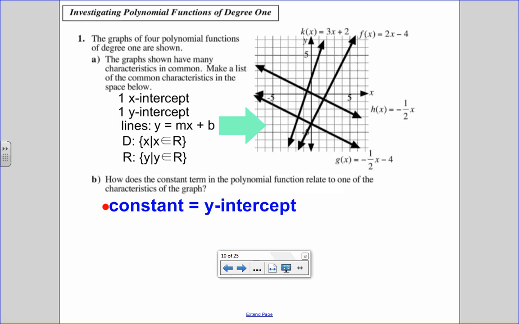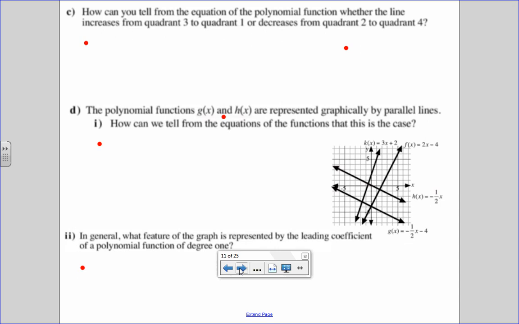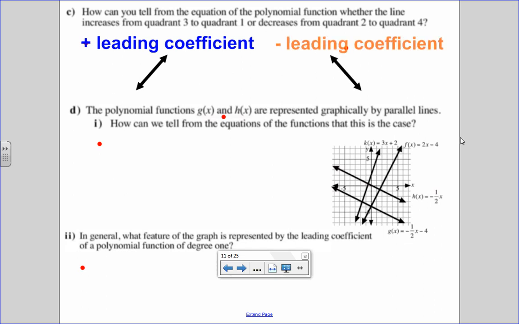So how can you tell from an equation of a polynomial whether the line increases or decreases? Well, that has to do with the slope, or what we like to call the leading coefficient. So if the leading coefficient is positive, I'm increasing. If the leading coefficient is negative, just like a negative slope, I am decreasing.